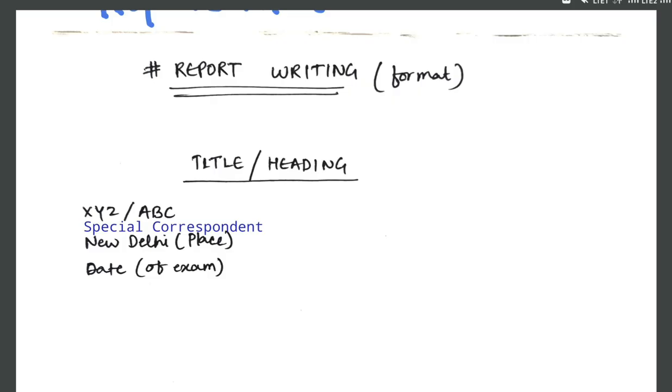First of all, you'll have to write the title and the heading, then underline it. You don't have to mention your name, so write XYZ or ABC, anyone, and then below that you'll have to write special correspondent, then any place, New Delhi, or the place of your exam will be fine, as I wrote New Delhi only, and then I wrote the date of my exam, the date I was writing the paper. So this is how I started my report writing last year.